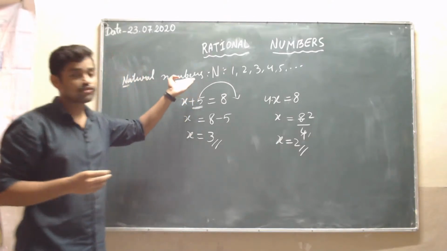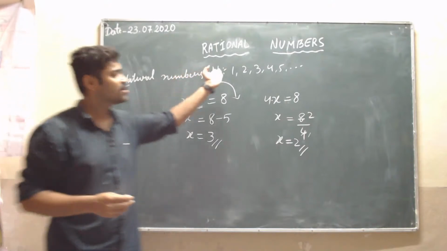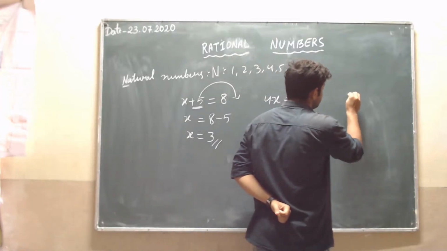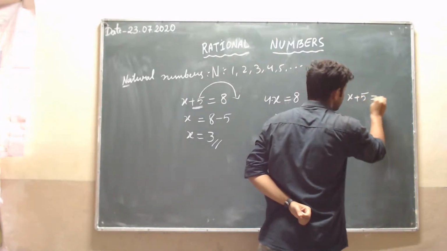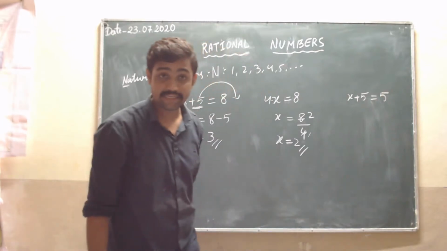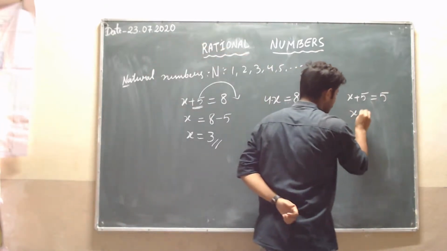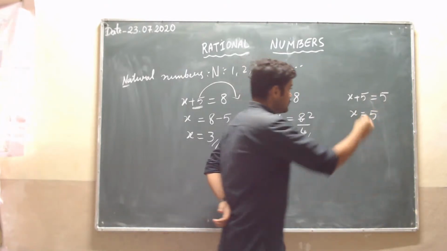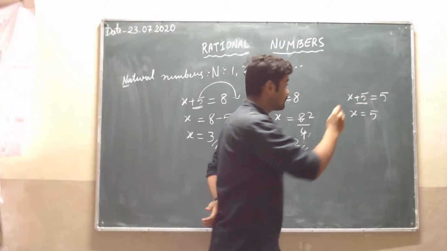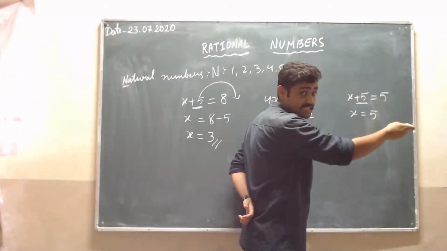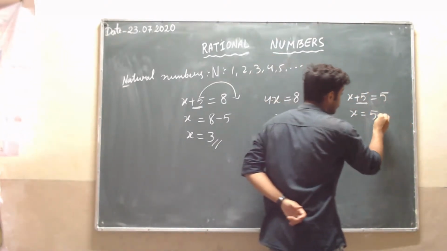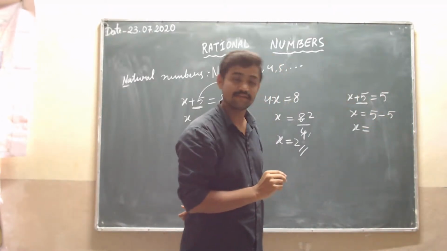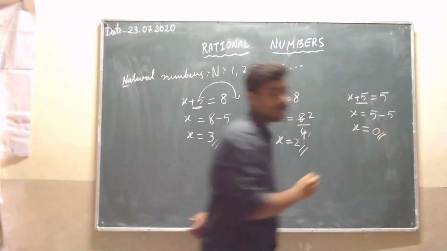We know that natural numbers are indicated by N, and those are 1, 2, 3, 4, countable numbers, isn't it? Then take one more example, that is x plus 5 is equal to 5. Then what is the value of x here? See, x is equal to 5, and here is plus 5. When it changes its side, then it will become minus 5. Then the x value is 0.